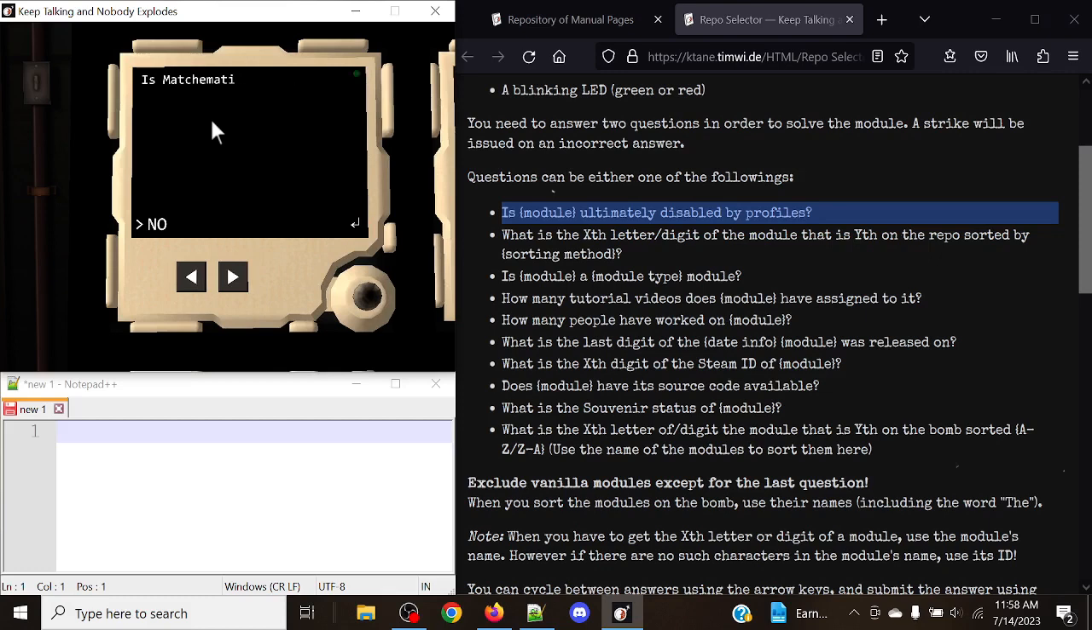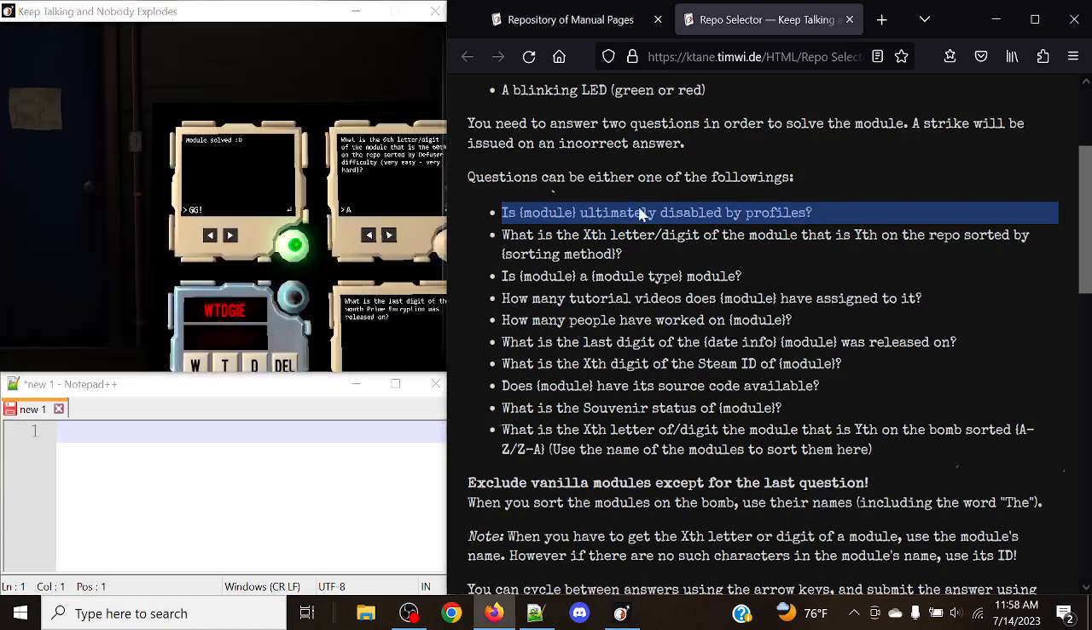And just like that, we're going to move on to our next question. Is sorting ultimately disabled by profiles? In this case, no, because it's a module. Both needies and normal modules are not disabled on my profiles, so I'm going to say no for this answer. And just like that, after our second question, the module has solved. Module solved, GG.